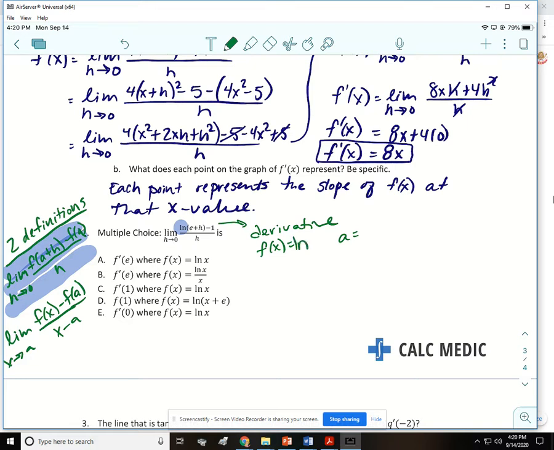All right, and then x is where you had put in that a plus h. So in this case, a plus h is E plus H, so that means A is E. All right, so it looks like the answer will be this. We're finding f prime of E, because E is what we're putting in for A, where f of x is the natural log of x.